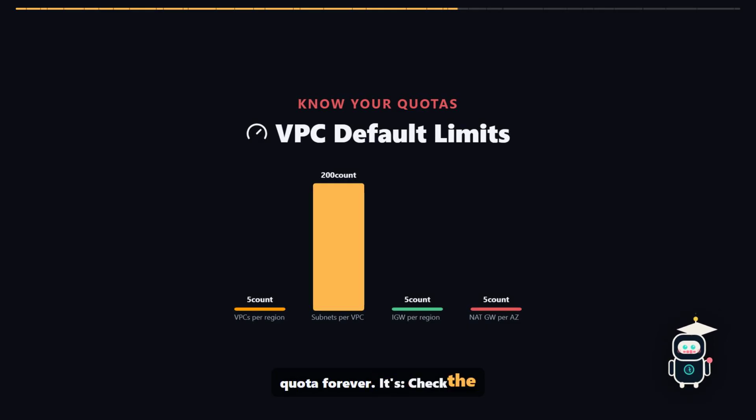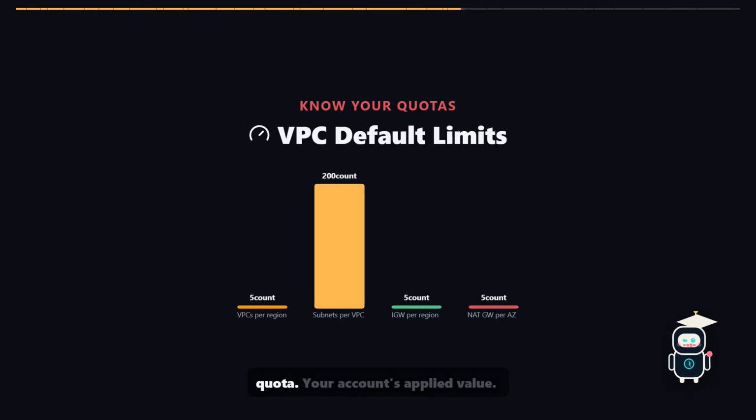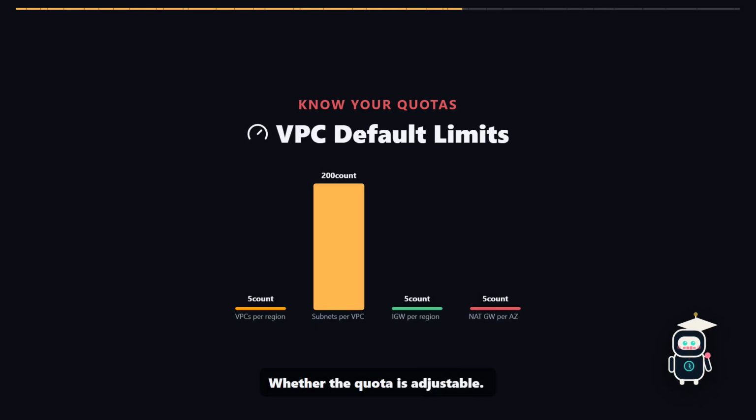It's check the current quota before the design depends on it. In AWS, open Service Quotas, find the relevant service. Review the current quota, your account's applied value, whether the quota is adjustable, and how much capacity your planned architecture requires. Do this before a major deployment.